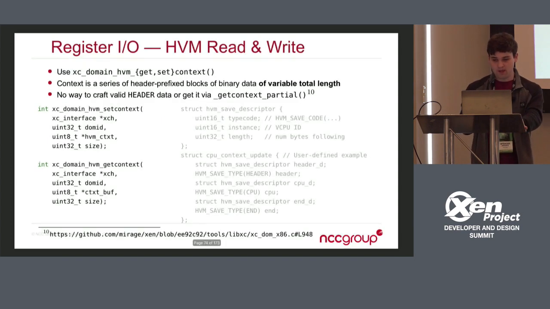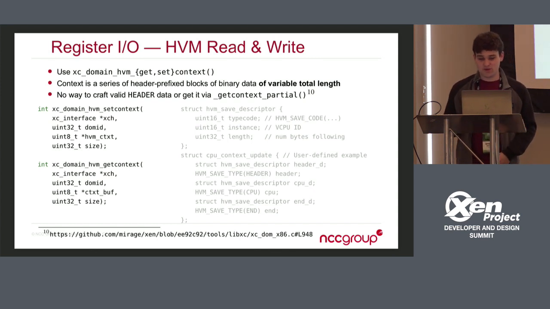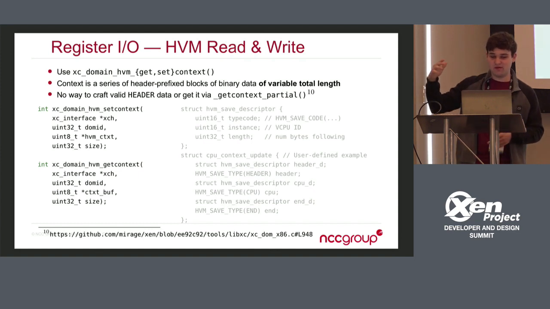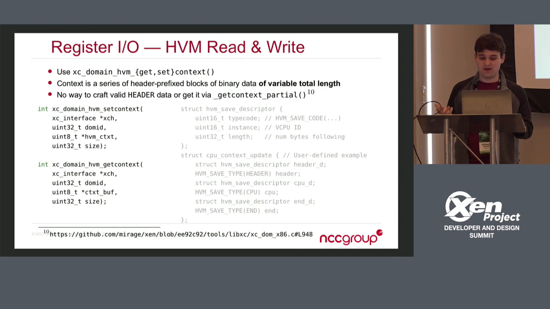If you want to read and write, though, unfortunately there is no equivalent set context partial. So if you want to set the context back, you need to know the general form of get context and set context, which actually deals in a sort of weird format where it's a series of context objects, essentially, where each piece of context is of known size, but the total number of context objects you can get in that buffer is unknown. So at compile time, you can't know the size of the buffer you'll need to get from xc_domain_hvm_getcontext.